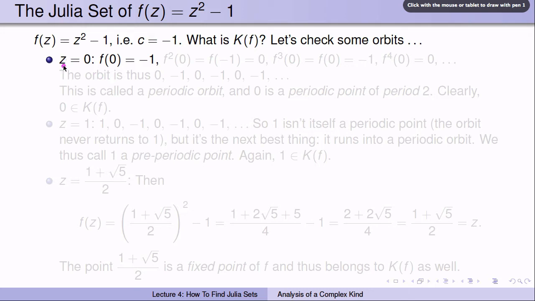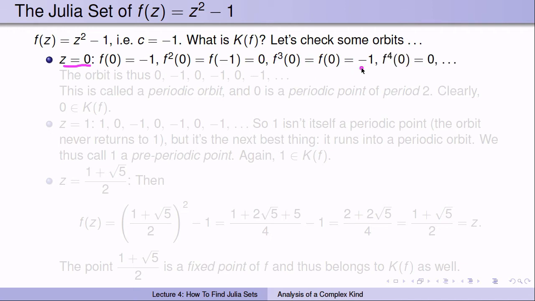For example, when z is equal to 0, then f of 0 is 0 squared minus 1, so that's minus 1. What's f squared of 0? Well, it's f of minus 1, because we already calculated that f of 0 is minus 1. So we just need to apply f to minus 1. What's f of minus 1? That's minus 1 squared, which is 1 minus 1, so 0. If we apply another f to that, we get f of 0, which is minus 1. If we apply another f, we get f to the 4th of 0, which is 0. And so the orbit just bounces back and forth between 0 and minus 1.